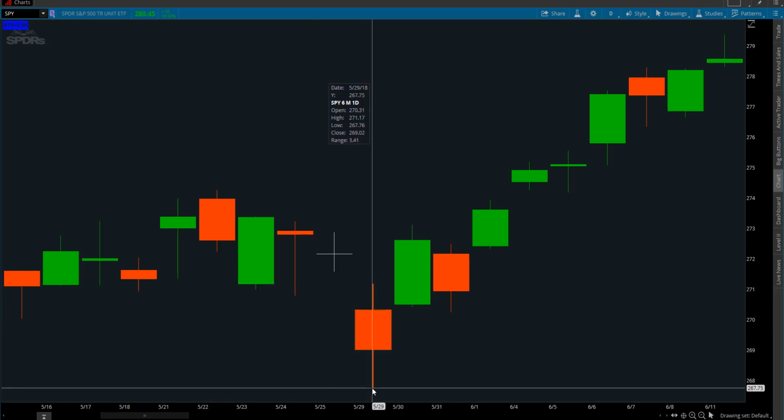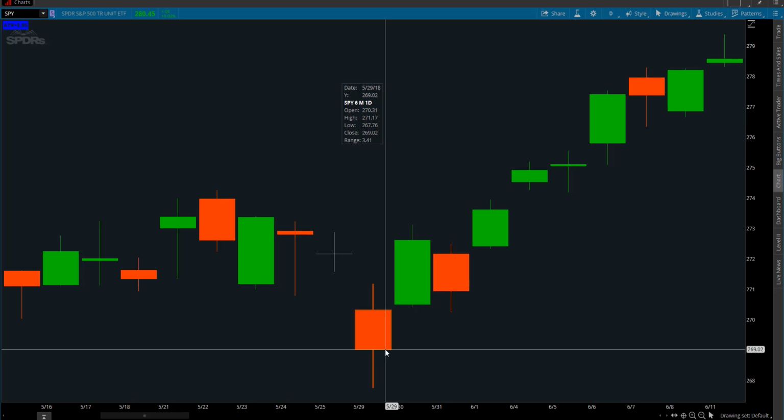The low is down here, where it was 267.76. The close is where it finished the day, so it was down here at 269.02. And then the range was 3.41. So it was the total distance between the top and the bottom.